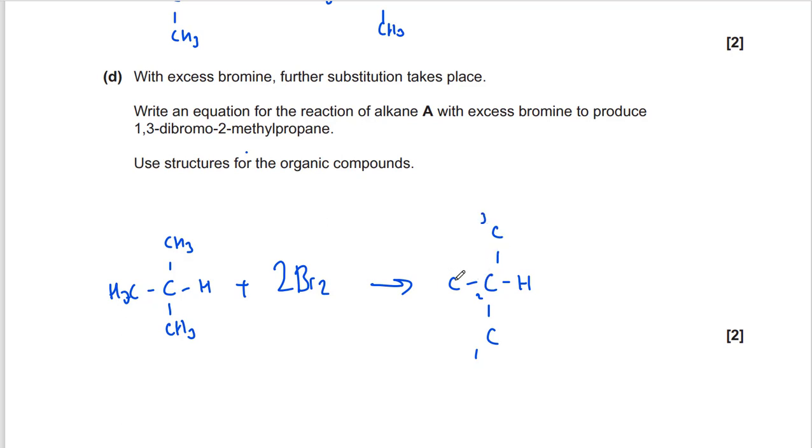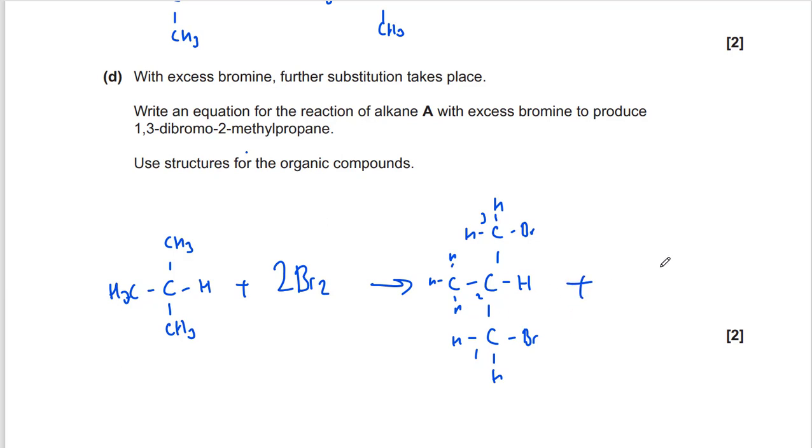Again, the methyl group is on the 2 carbon. And then we just have to put on 1 bromine on this one. So Br. Again, I could just draw the displayed formula for this one just to show you what I mean. 1 Br here, 1 H there, 1 H there. And of course my 3 hydrogens there.